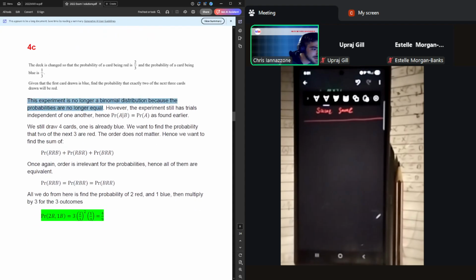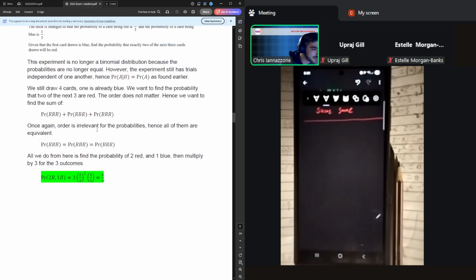You could ignore this statement here. I did a bit of a roundabout way of doing that. Your factorial stuff will still simplify down to 3. And then here's your probability of success, power 2. Here's your probability of fail. You got 1 fail. You get your 4 out of 9.